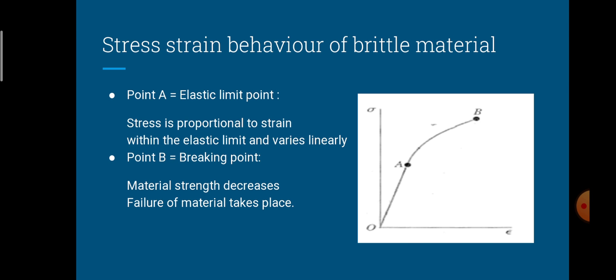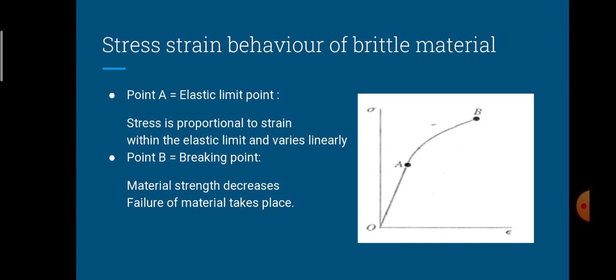So only two salient points you can just observe here. So one is A and another one is B. With the x-axis representation as strain and y-axis representation as stress. So point A is called as elastic limit point, wherein stress is directly proportional to strain and the variation is linear. And point B is called as breaking point, wherein the material strength decreases, the bond breaks and failure of the material takes place.